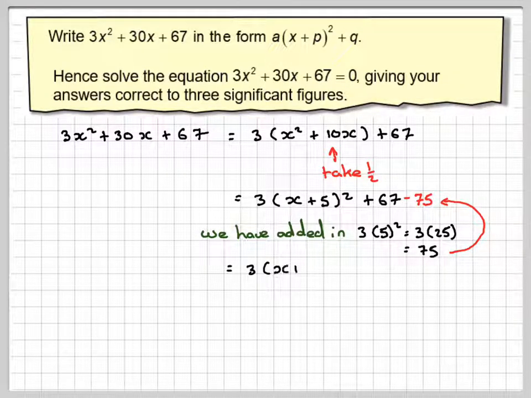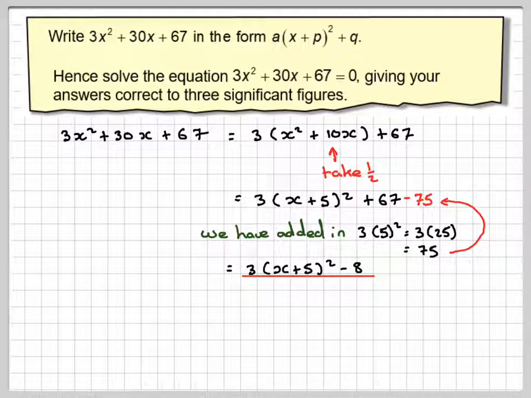Okay, so our form is now 3(x + 5)². 67 minus 75 is minus 8. So we've now got that in the form a(x + p)² + q. So if we want to do a comparison, a is 3, p is 5, and q is minus 8.